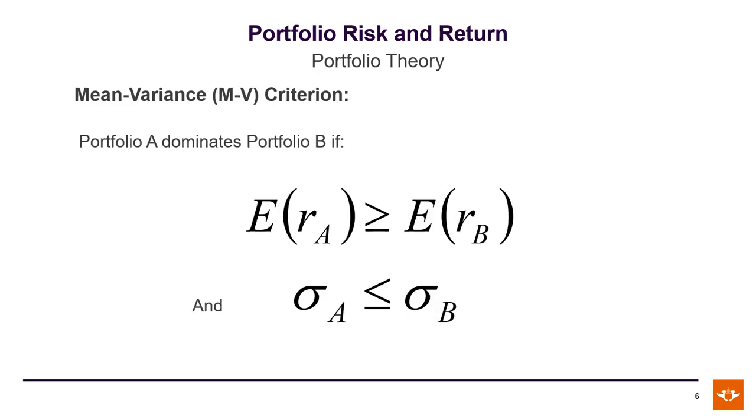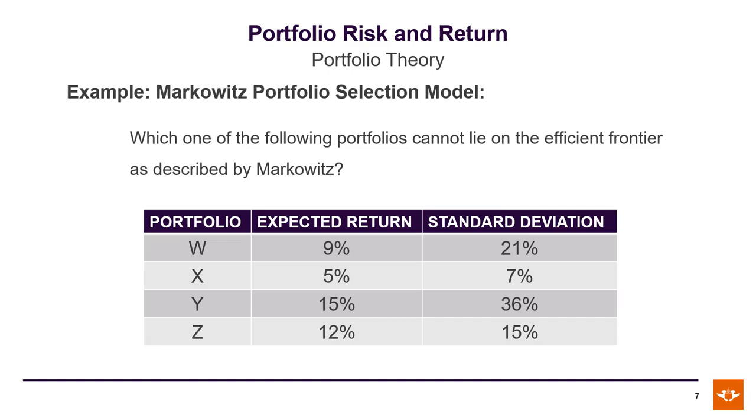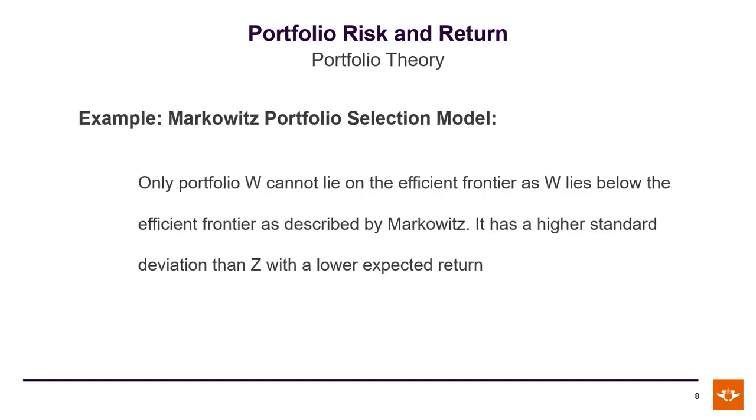A particular portfolio A will dominate portfolio B if the expected return on A is greater than the expected return on B and the risk of A is lower than the risk of B. If we look at an example, looking at portfolios W, X, Y, and Z and their relevant expected returns and standard deviations, which one of these cannot lie in the efficient frontier? And looking at the risk and return combinations, you'll notice only portfolio W cannot lie in the frontier. As it lies below, it has a higher standard deviation than Z with a lower expected return.